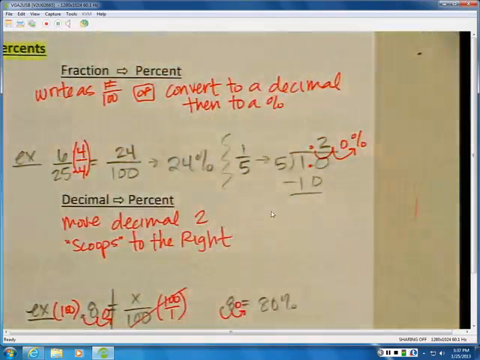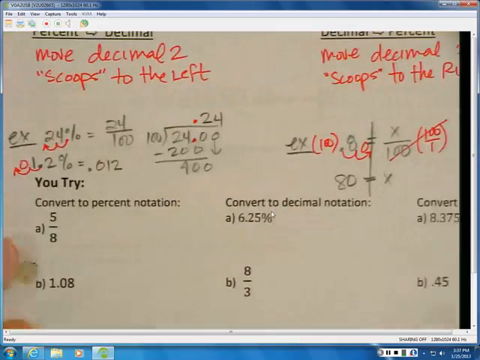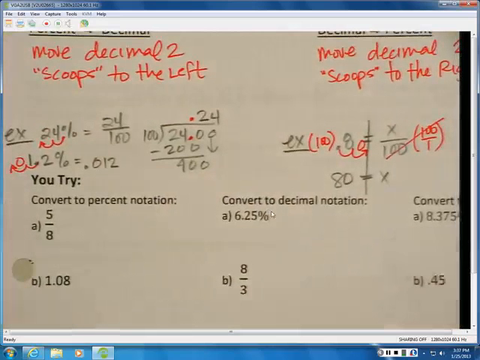Okay, so if we go down to the U-Try, we have 6 problems here that I would like you to do. Please do these before coming to class. And let's flip the page.